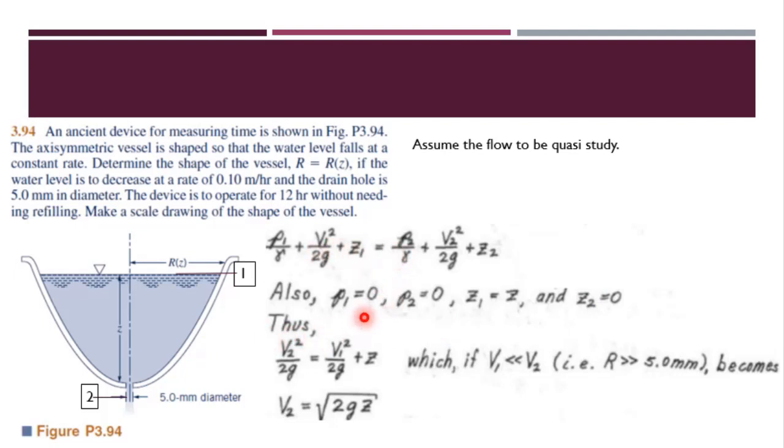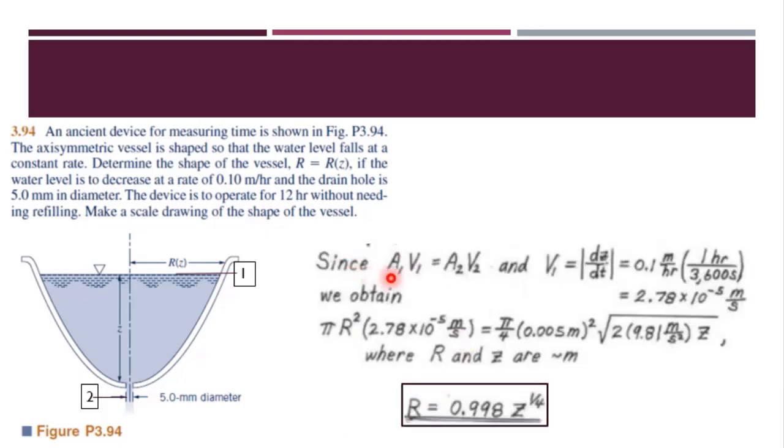Thus, with this information, our Bernoulli equation comes out to be this. We have just velocities V2 and V1 over here. Since we know that the velocity of this surface will be very slow, we are being told over here as well that this is 0.10 meter per hour. In comparison to V2, V1 will be very small, so we will take V1 to be 0, and we'll find V2 to be under the root 2gz.